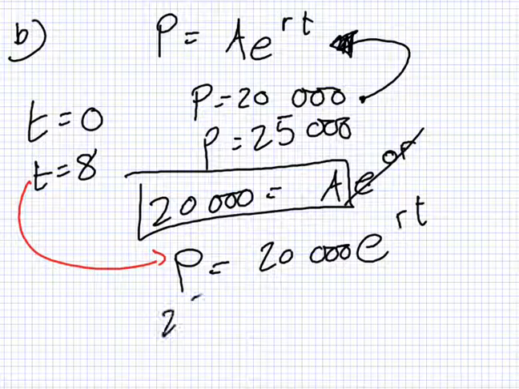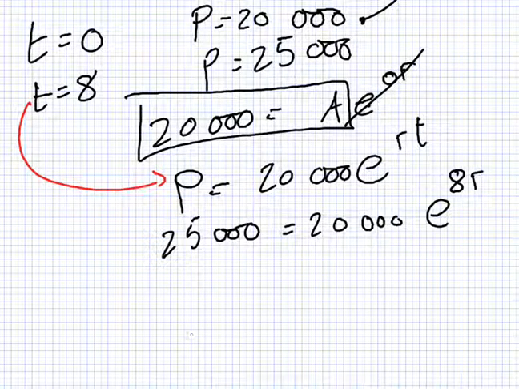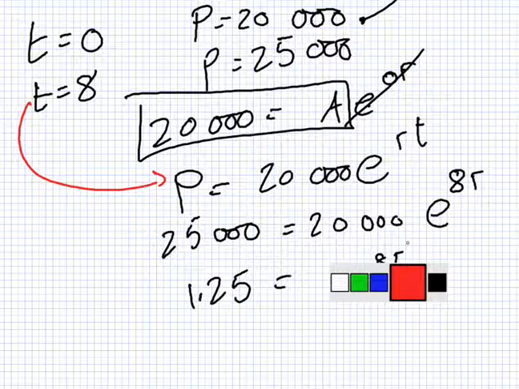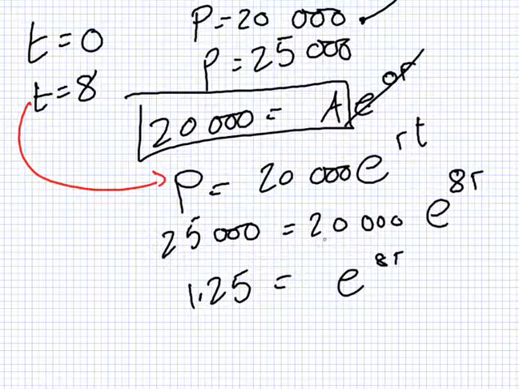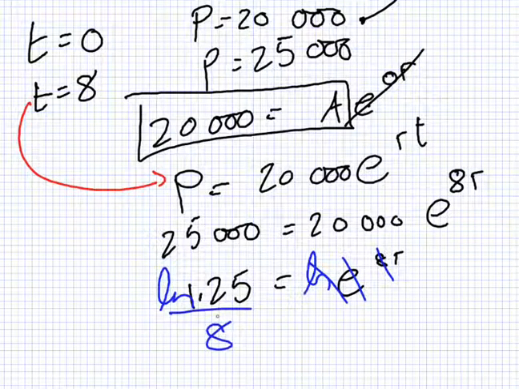So I get 25,000 equals 20,000 e to the 8r. Divide both sides by 20,000. I get 1.25 equals e to the 8r. How can I cancel an e? Log both sides, the e's cancel. How do I cancel the 8? 8r, how do I cancel the 8? I divide both sides by 8. So I get r equals log 1.25 over 8.